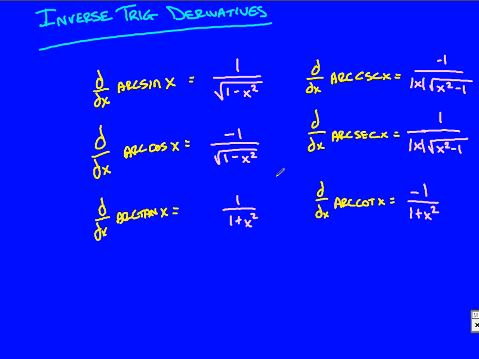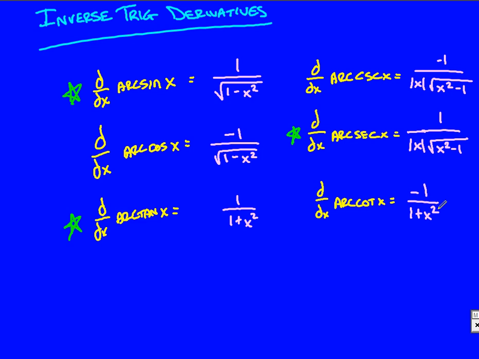But basically, you only need to know half of them. Arcsine, arctangent, and arcsecant. Because the difference between arcsine and arccosine is that the co-function is just negative. Same with tangent to cotangent. The arctangent is positive, the arccotangent is negative. Secant to cosecant, again, secant's positive, arccosecant is negative.